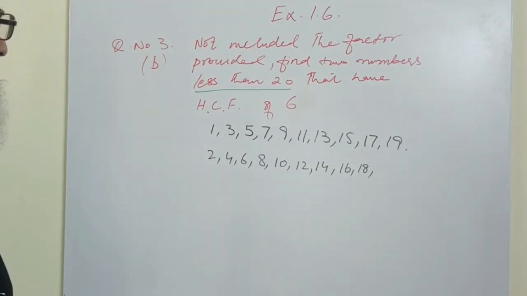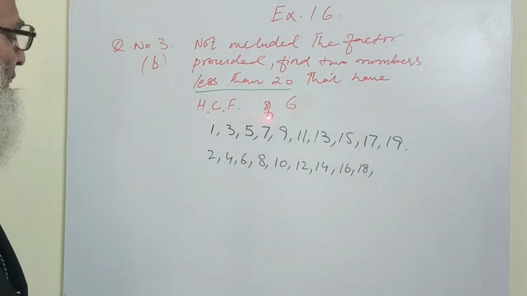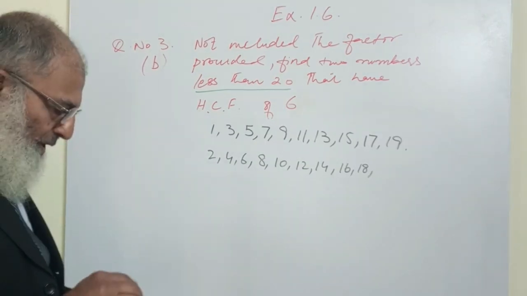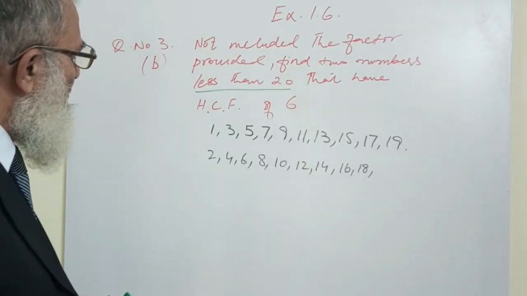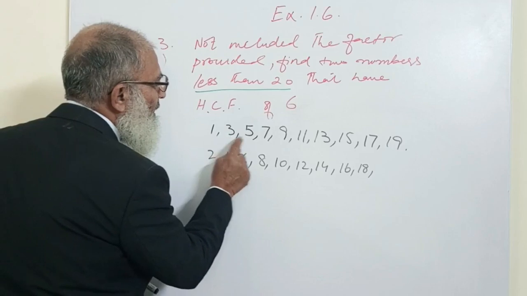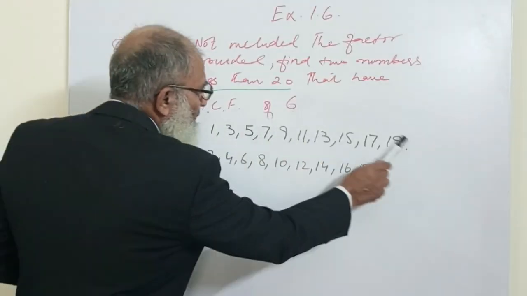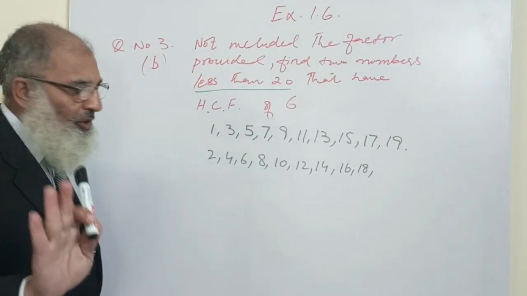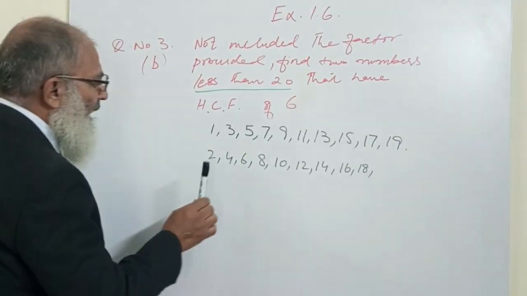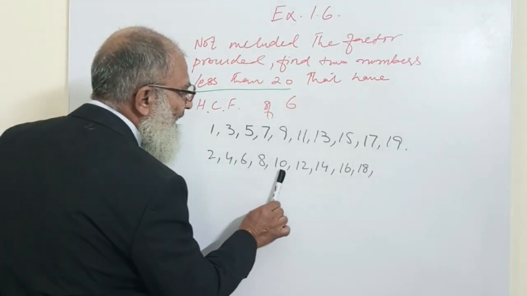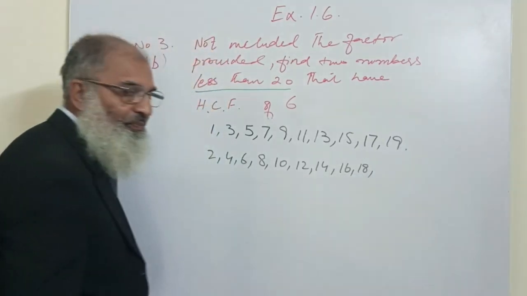The question is the same, but we have to find the pair for which the HCF is 6, and the factor provided should not be 6. I have already ruled out, in the previous part, 1, 3, 5, 7, 9, 11, 13, 15, 17, 19, because none of these numbers can get an HCF of 6. So I just pick up the even numbers: 2, 4, 6, 8, 10, 12, 14, 16 and 18.